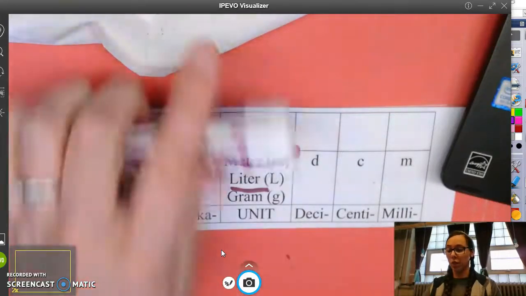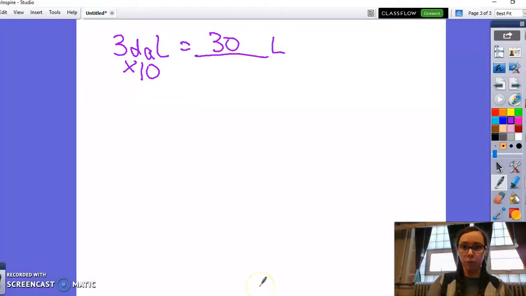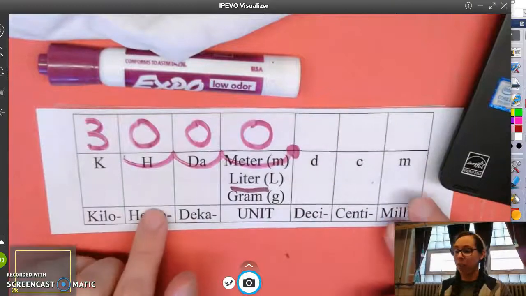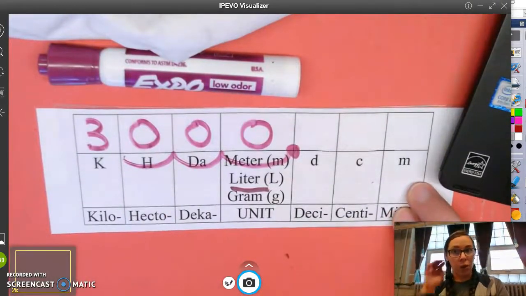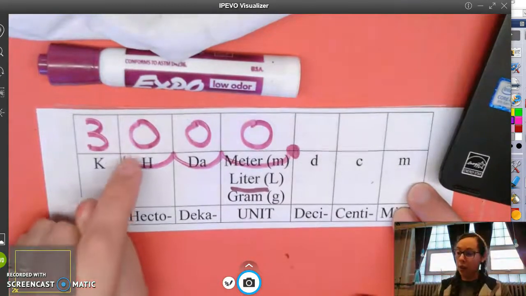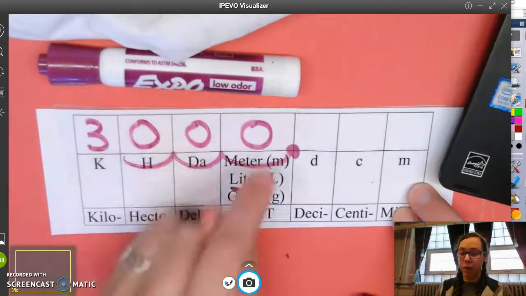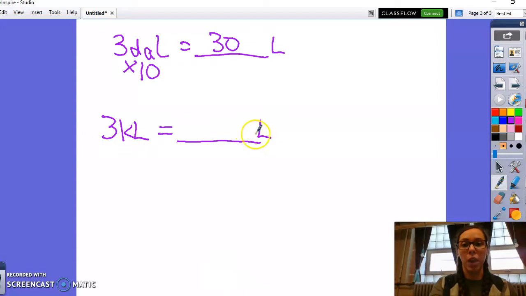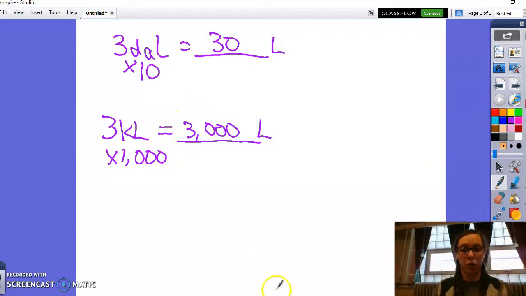Okay, and we can show what that looks like on paper too. If I have 3 kiloliters and I want to know how many liters that is, remember for each box we move, it's times 10. And if we have multiples of those, then we just count by powers of 10. So this is times 10, times 100, times 1,000. Which means over here, going from big to small, we would take it times 1,000. 3 times 1,000 is 3,000, which is what we found over here.